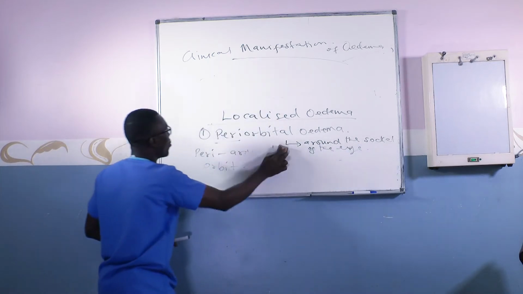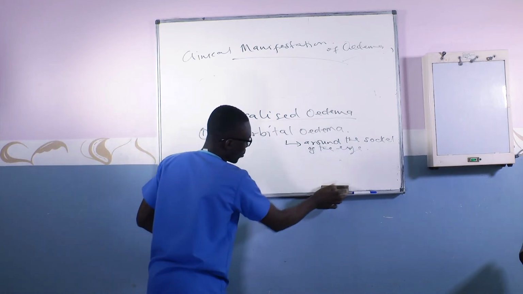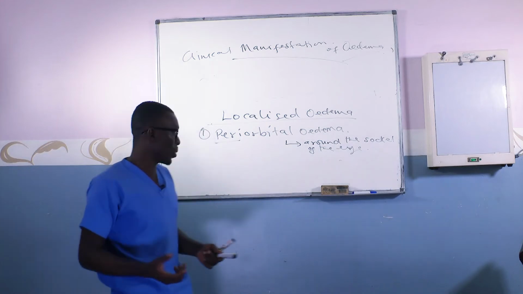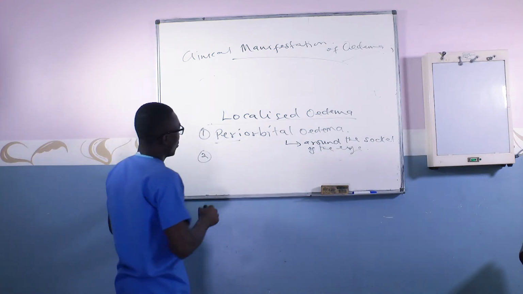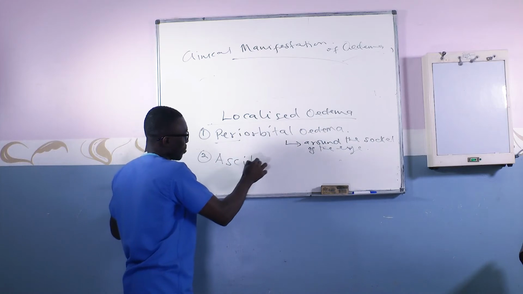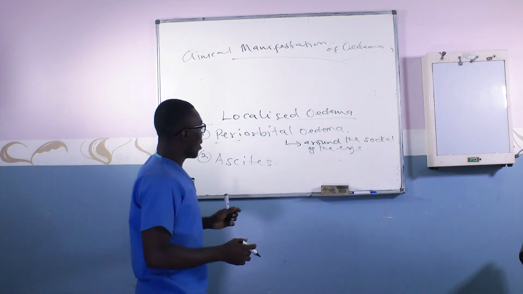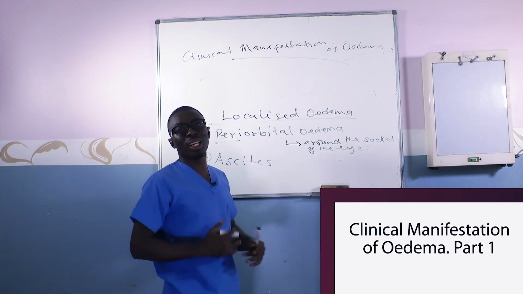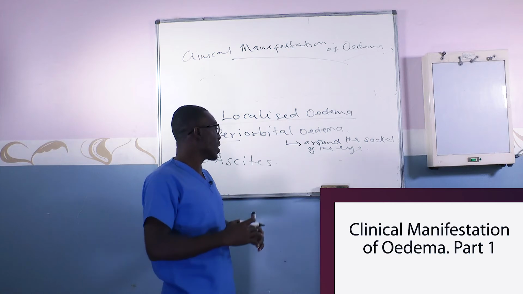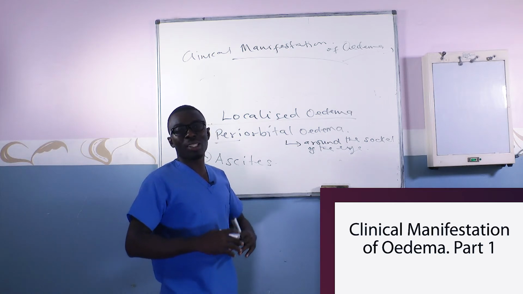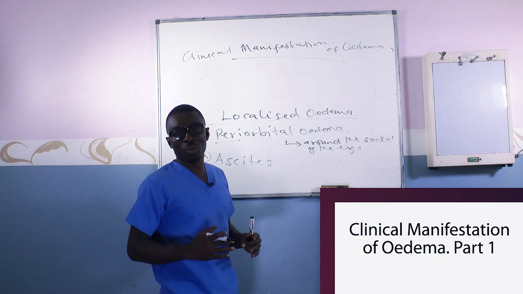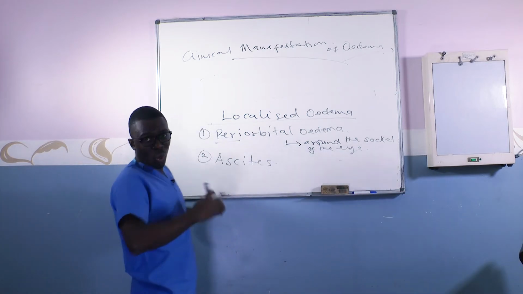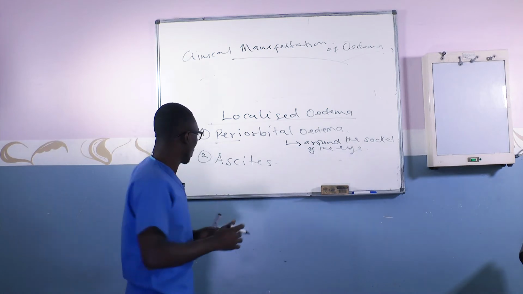Let's look at another form of localized edema. We are saying that localized edema basically means edema occurring at one portion or one part of the body. So 2, we have ascites. Ascites is the formation of edema in the abdomen or the peritoneum. The peritoneum is a layer that covers the abdominal organs. When there is a swelling at that particular area or there is a fluid accumulation within the peritoneum, then we term it as ascites. So you see, ascites is also occurring at just one portion or one part of the body.